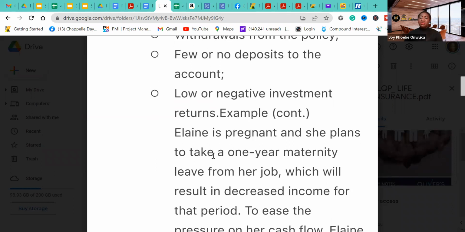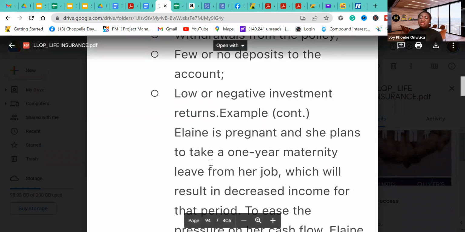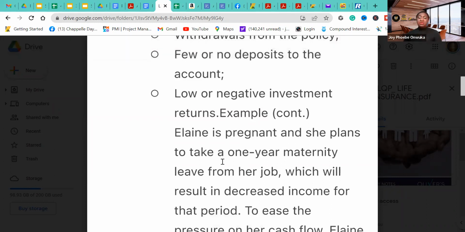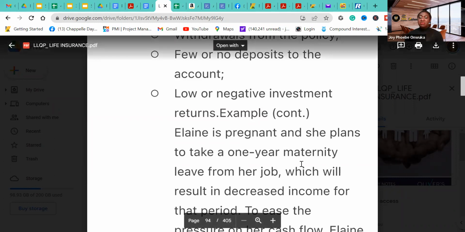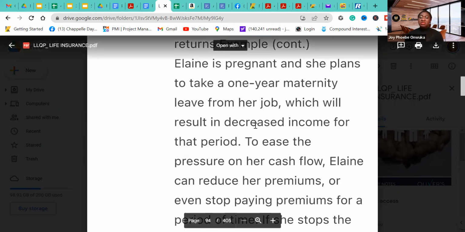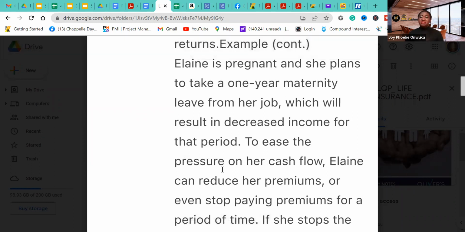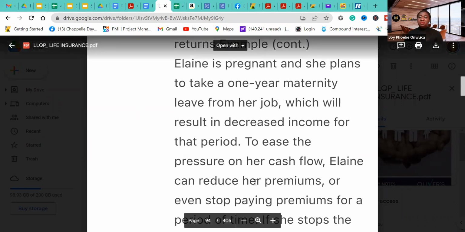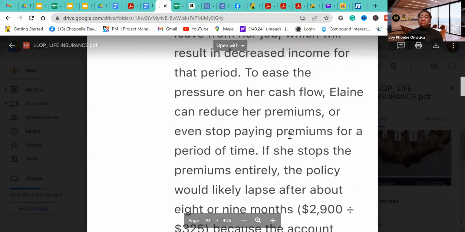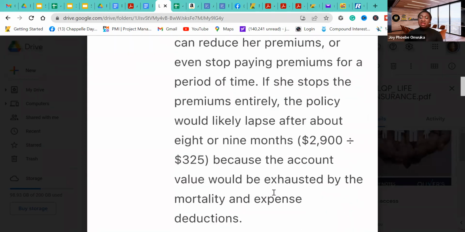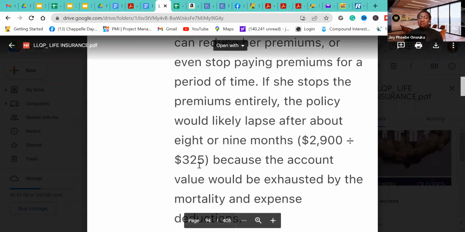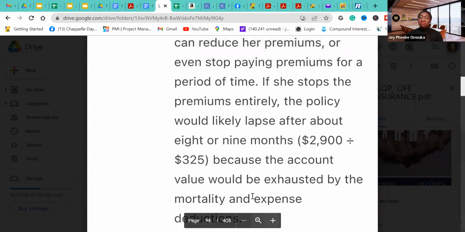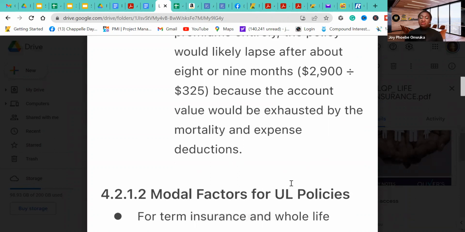For example, Elaine is pregnant and she plans to take one year maternity leave from the job, which will result in decreased income for that period. To ease the pressure on her cash flow, Elaine can reduce her premium or even stop paying premium for a period of time. If she stops the premium entirely, the policy will likely lapse after about 8 or 9 months. That is 2,900 divided by 325, which is her minimum deposit, because the account value will be exhausted by the mortality and expense deductions.